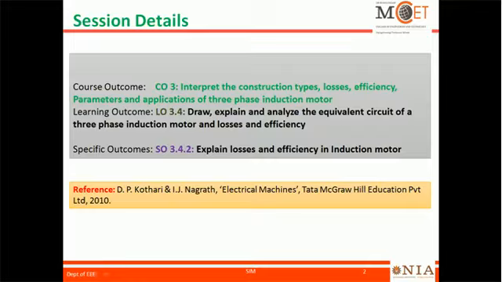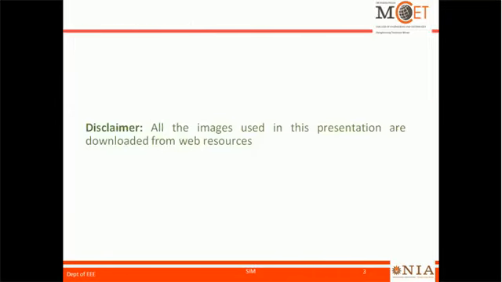For the equivalent circuit, we have to draw the circuit step by step, which we can do in the offline session. So the second part of this LO, losses and efficiency, that is the theory part, may be covered in this video lecture. We are taking this SO for this lecture video: explain losses and efficiency in induction motor. The first SO, that is 3.4.1, will be covered in the offline session.